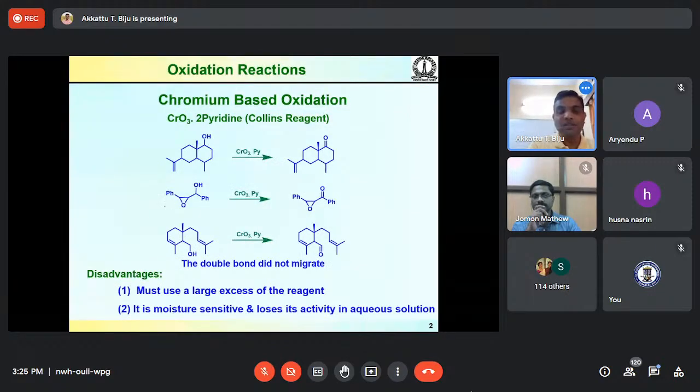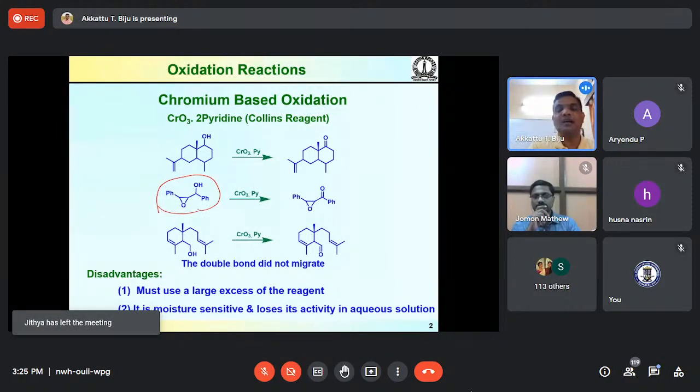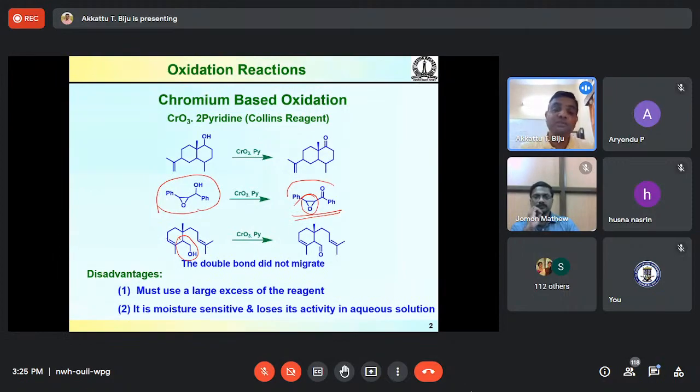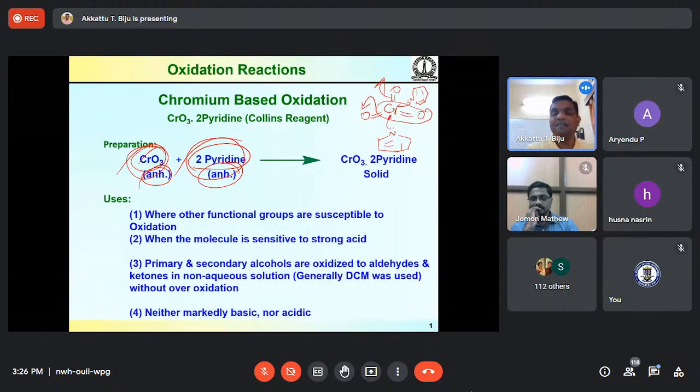Say, for example, if you use the chromium trioxide pyridine for the oxidation of this epoxy alcohol, it reacts very well without affecting the epoxide functionality, or this olefin. This oxidation will happen without any isomerization of the double bond, which can possibly happen under acidic condition. So the advantage is the chromium pyridine, this is Collins reagent.